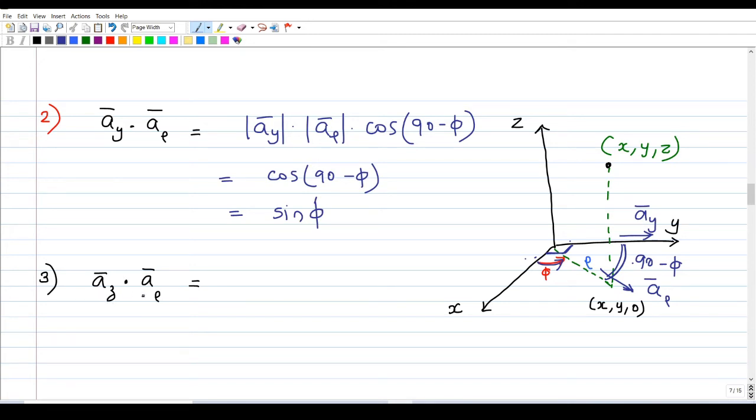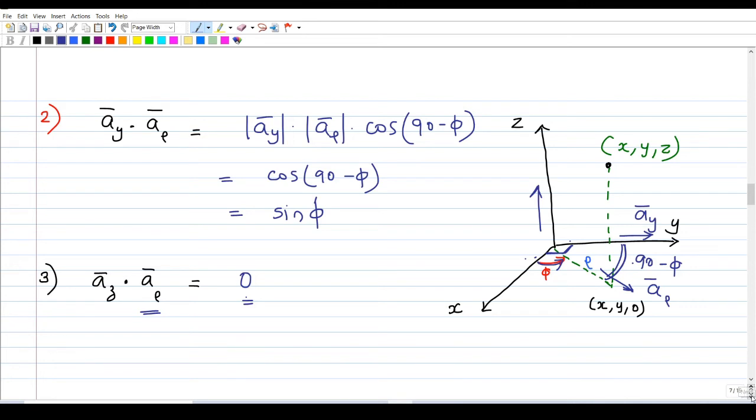Okay. Now, what is the third dot product? Az dot a rho. This we can directly write as 0. Why? Because Az is perpendicular to the xy plane, and our a rho vector is lying in the xy plane. So the angle between Az and a rho is clearly 90 degrees. So the dot product will obviously be 0 because it is 1 into 1 multiplied by cos 90. So we have computed all three dot products.